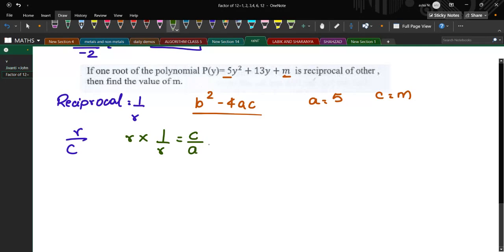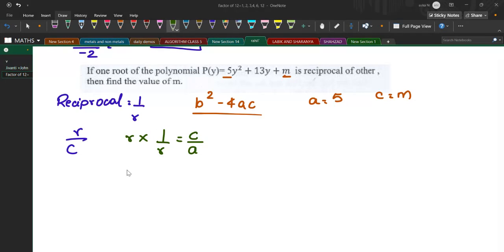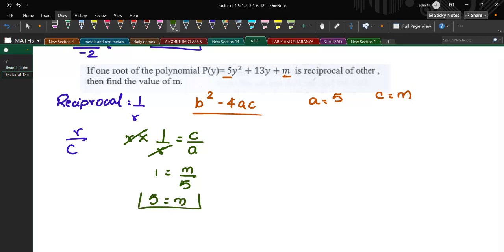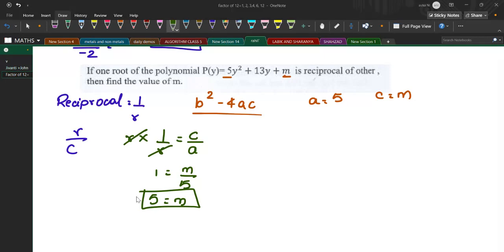a. This is the formula which we have not seen in our syllabus, because maybe this has been deleted, because in polynomials one exercise was deleted which was previously there, if you remember. Now we know that r and r will get cancelled out. So 1 is equal to m upon 5. So the value of m will be 5. This will not come this year, I'm pretty sure.